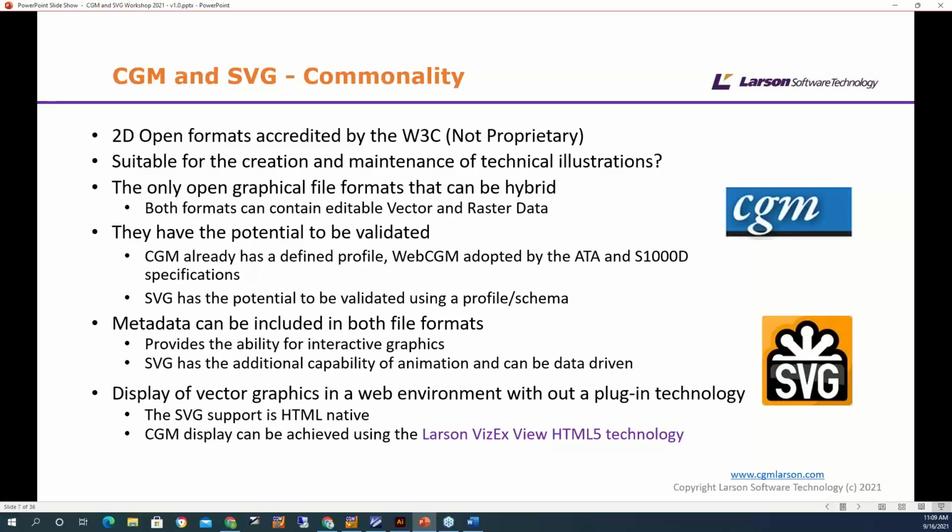So the display of vectors in a web environment, certainly with CGM, used to be dependent on plugin technology and ActiveX control. And that certainly could cause security concerns. So a lot of plugins went away. And the advantage of SVG was that it was native to HTML5, so there was no plugin required. We recognized that with CGM and actually developed our own non-plugin product called VisXView HTML5. So we'll also have a look at that in the demo part.